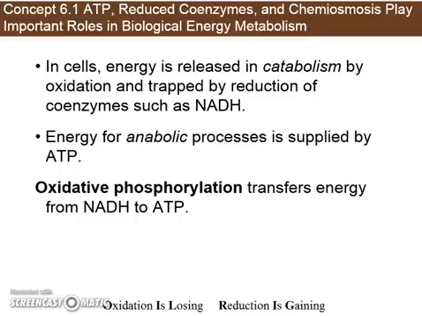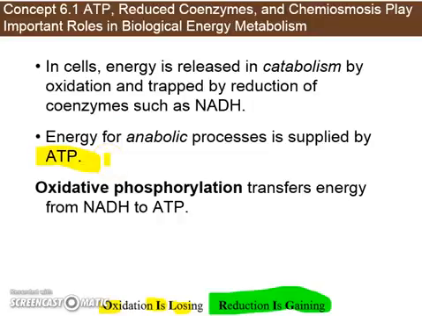In cells, energy is released by catabolism, right? Catabolic energy is released by oxidation. Oxidation is losing, so when we lose electrons, energy is released. And it's trapped by reduction. Reduction is gaining, by the gaining of electrons in coenzymes such as NADH. And energy for anabolic processes, anabolic synthesis, where you're sticking things together, is supplied by ATP, the energy molecule that does work and is a result of cellular respiration.